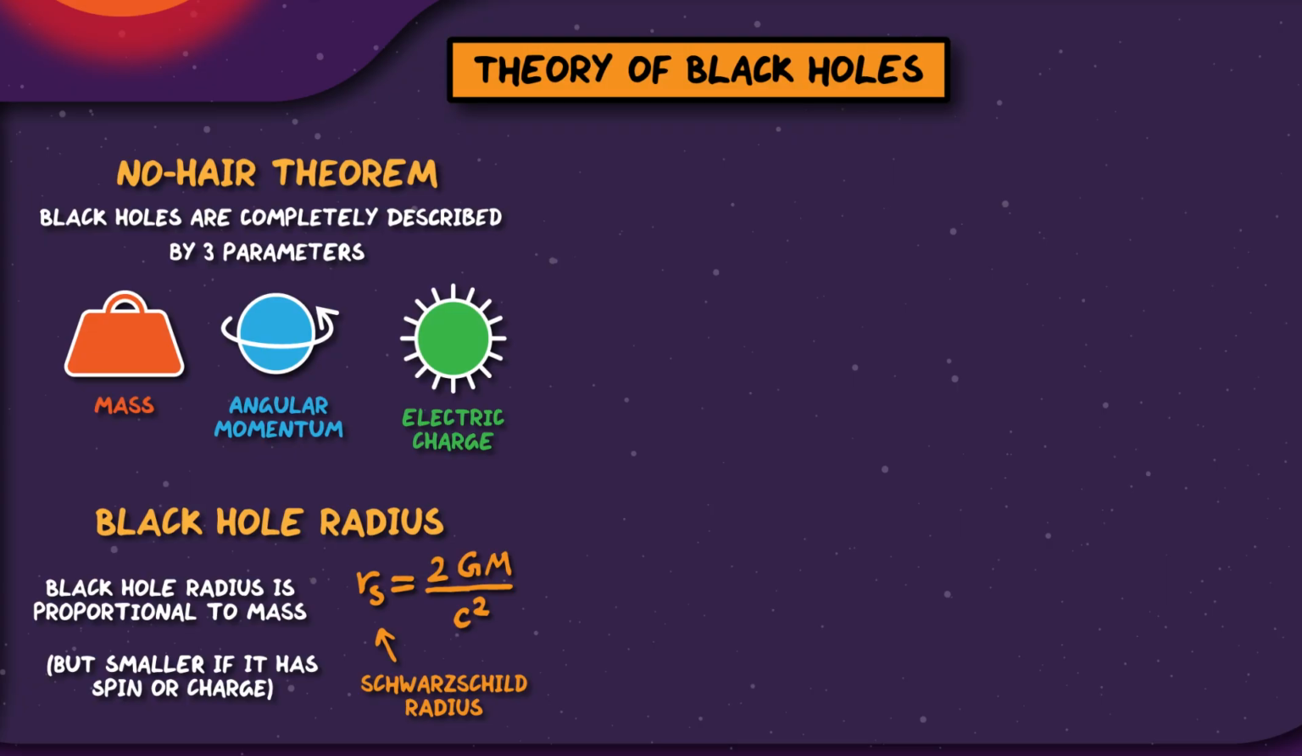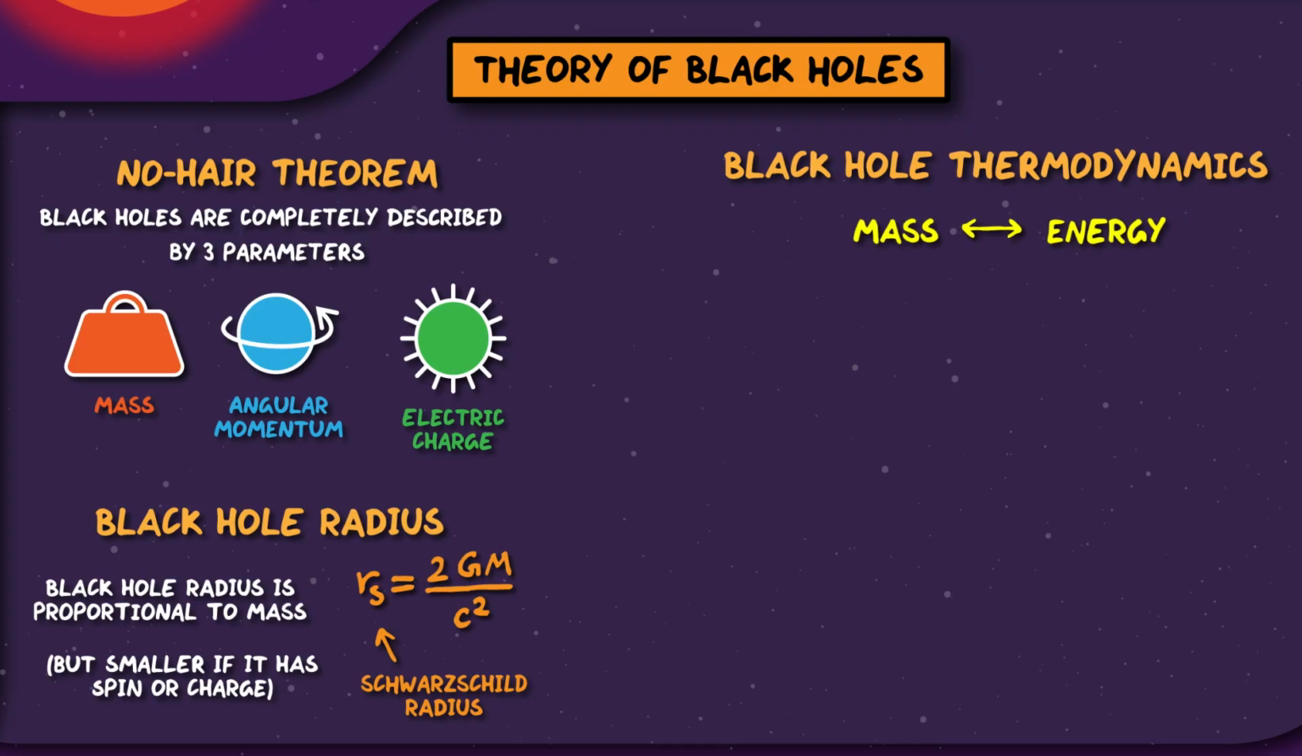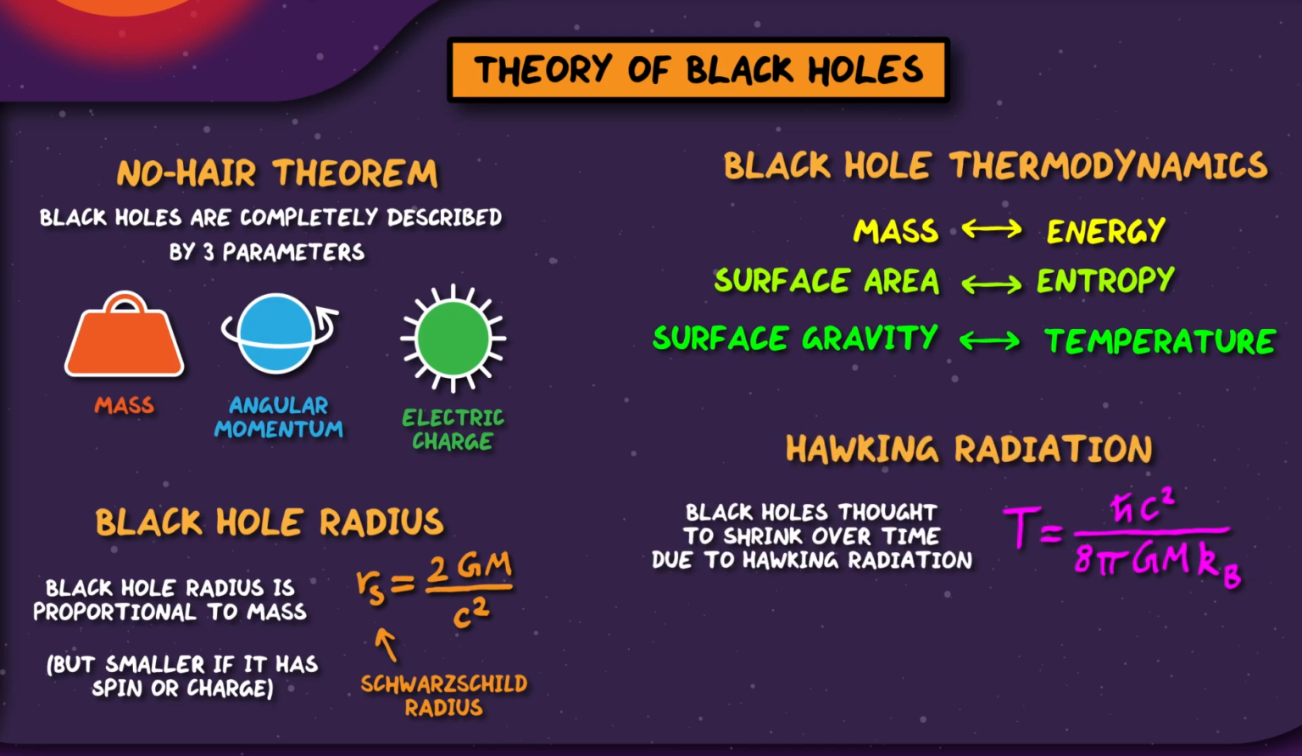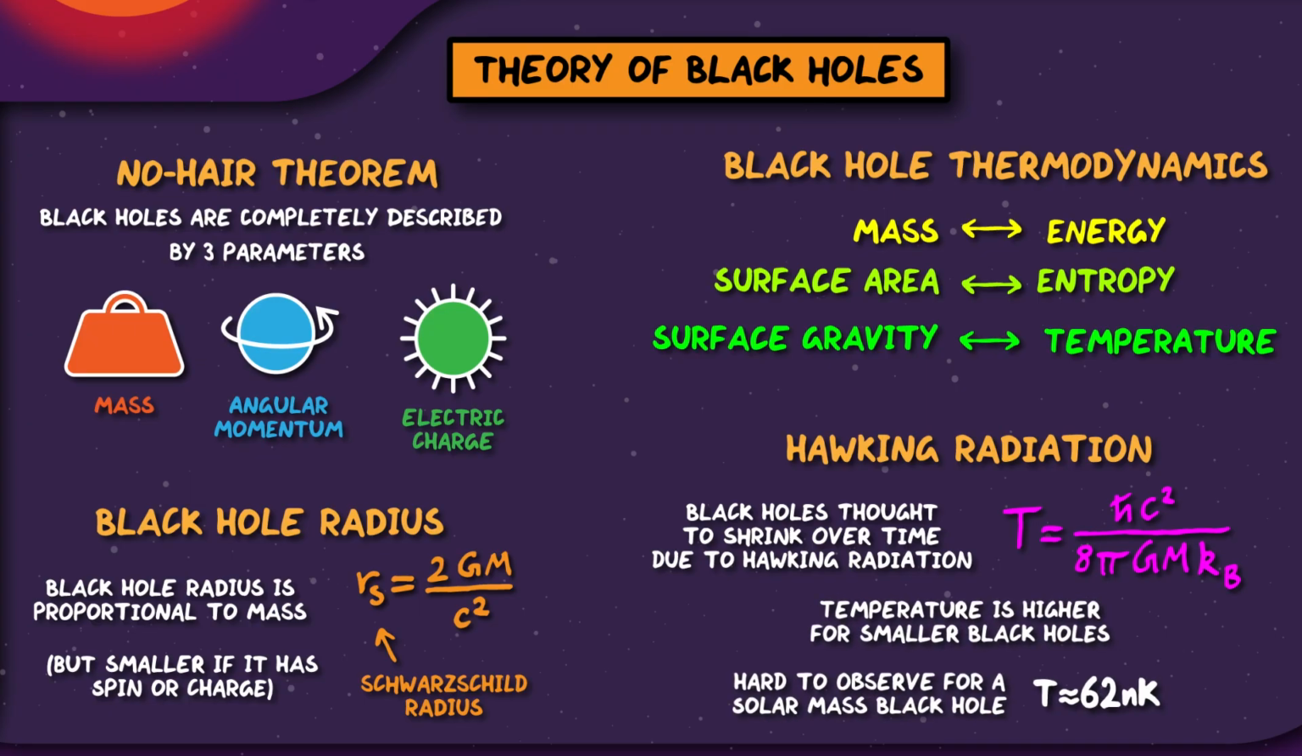Then, in the 70s, a theory of black hole thermodynamics was developed which describes the links between black hole mass and energy, how the surface area of a black hole relates to its entropy, and how the surface gravity relates to temperature. Then Stephen Hawking applied quantum field theory to black holes and showed that black holes radiate Hawking radiation, energy from the event horizon, with a characteristic black body spectrum where the temperature is proportional to the surface gravity of the black hole. So black holes will gradually lose their mass over time by radiating away Hawking radiation.